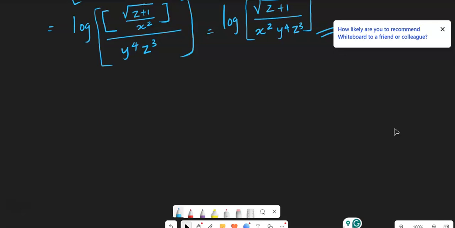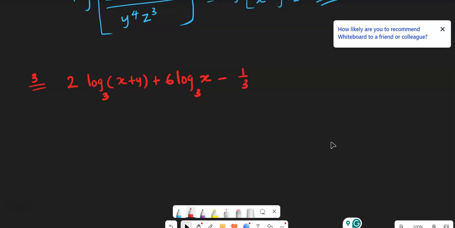Okay, so we are moving on to the next problem. So the next problem, problem number 3, is 2 log of x plus y, plus 6 log of x, minus 1 by 3. Here the base of the logarithm is 3. So how can we simplify or combine this logarithmic expression?